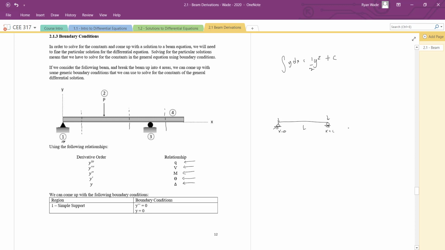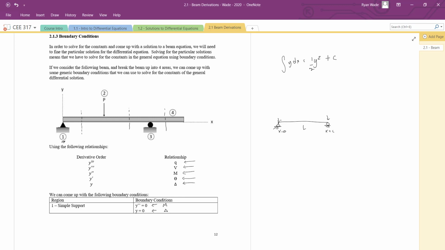But as long as the support is simple, we can say that at the value of x, my second derivative of y is equal to 0, and my y is equal to 0. Well, if we look at what those relate to in the real world, my moment is equal to 0, and so this is the same as saying moment, and this is the same as saying my deflection. Now the deflection is equal to 0 because it's where the support is. There's no deflection of the beam where it's actually being supported.